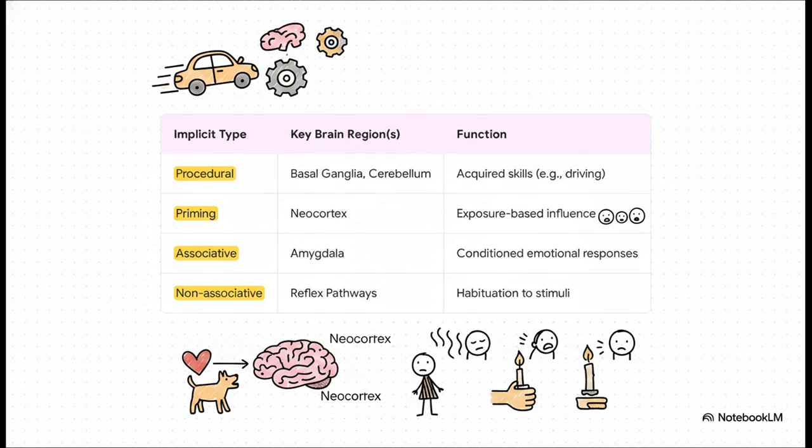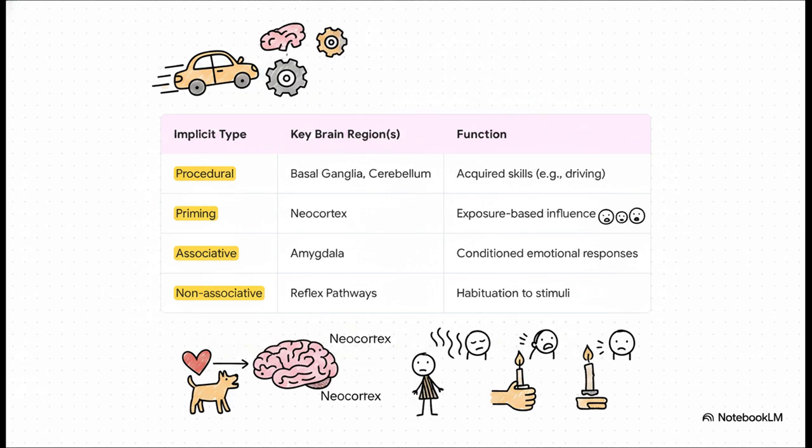First is procedural memory. This is muscle memory, acquired skills like driving a car or riding a bike, which are managed by the basal ganglia and cerebellum. Second is priming. This is where being exposed to something influences how you respond later. For instance, you'll recognize the word doctor much faster if you've just seen the word nurse. That's a function of the neocortex.